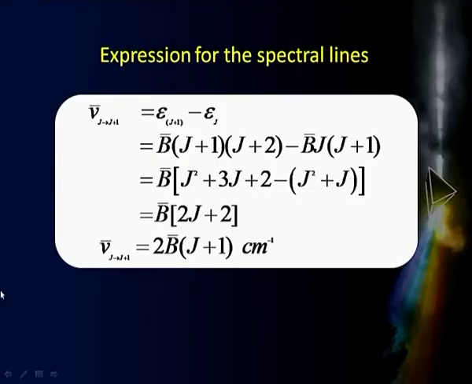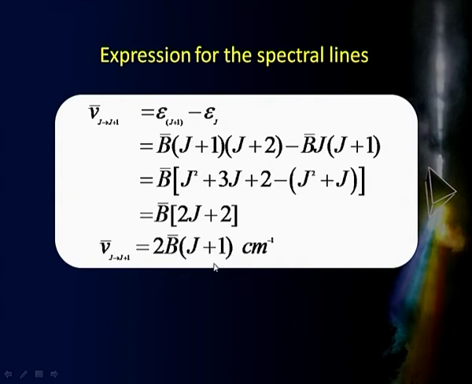Okay. Now, if I want to find a generalized expression for the spectral lines, what is the position of spectral lines here? I can simply do it: the nu bar for the j to j plus 1 transition, that means the wave number of the transition from any level j to j plus 1 level, can be computed by putting expressions for energy of j plus 1 level and subtracting from it the energy of the jth level. With a little substitution, I find the expression comes out to be 2b bar times j plus 1.